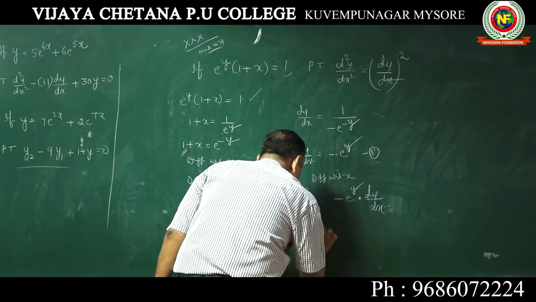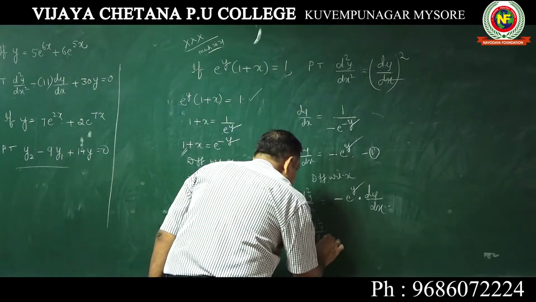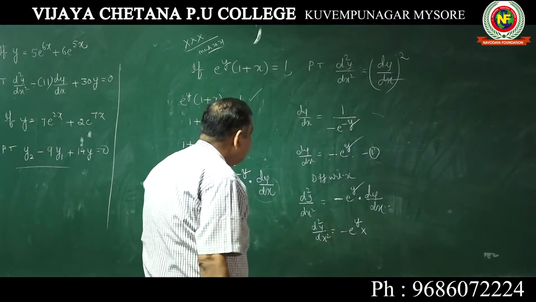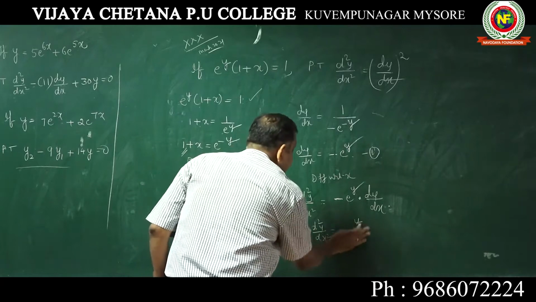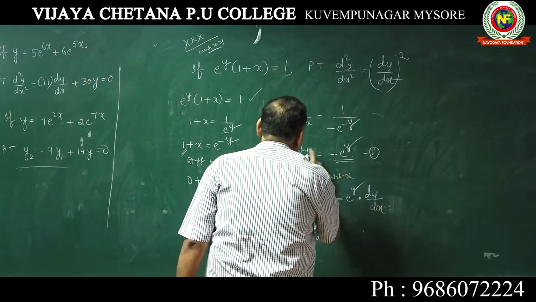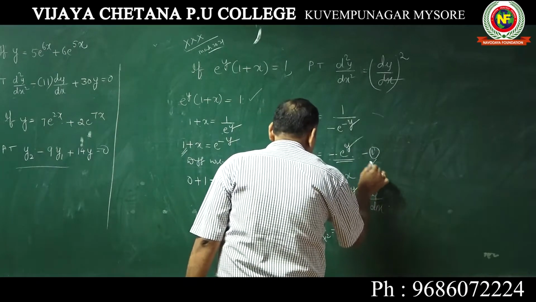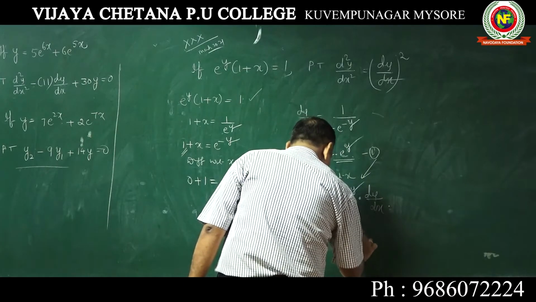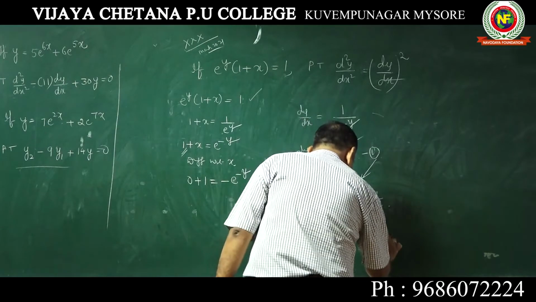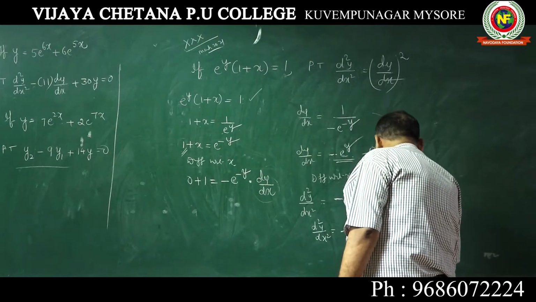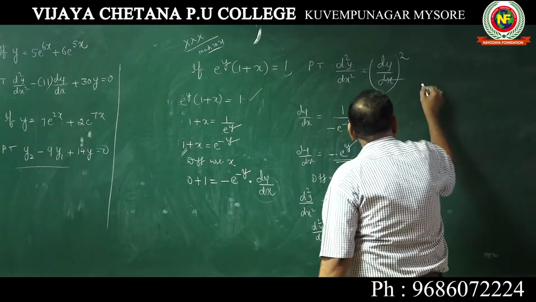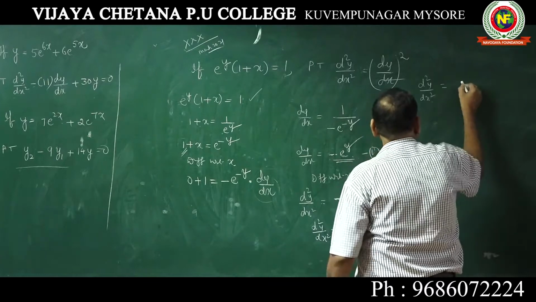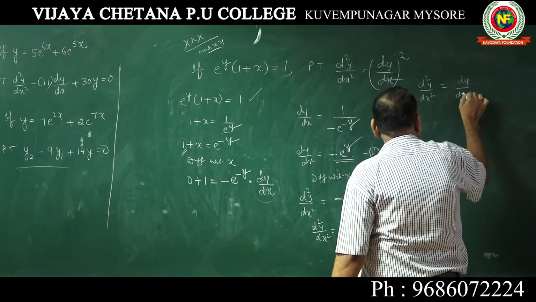Now d square y over dx square is equal to minus e to the power of y into dy by dx. But minus e to the power of y is nothing but dy by dx, from equation 1. So d square y over dx square is equal to dy by dx into dy by dx.